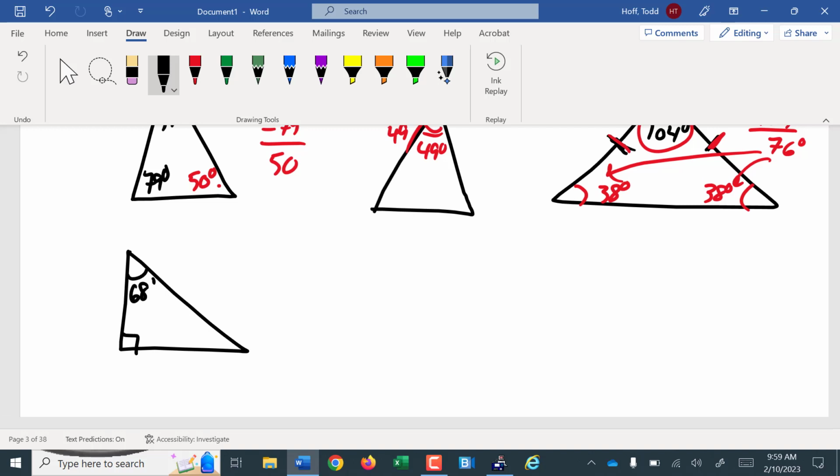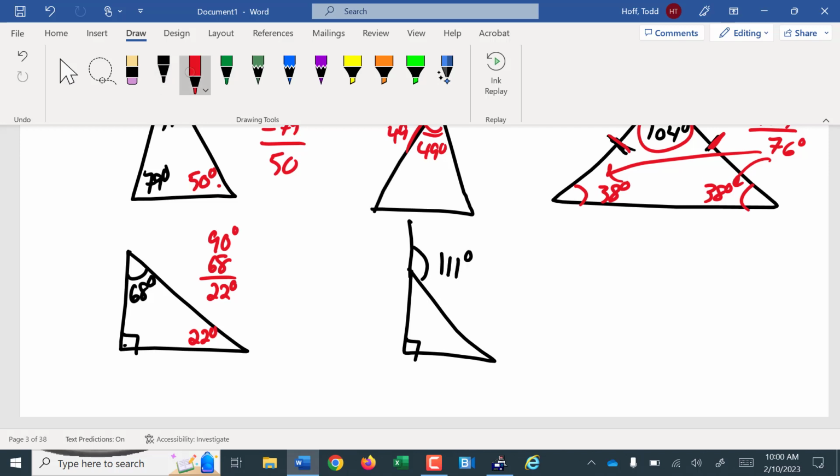In a right triangle, if we know that's 68 degrees, we know this is 90 degrees. A shortcut is we know that 180 minus 90 is 90. So we can just start with 90 minus 68 to get 22 degrees. Good. So here, if this angle is 111 degrees, so this is 69, which means this one is 21. Perfect. Any questions on number 14?